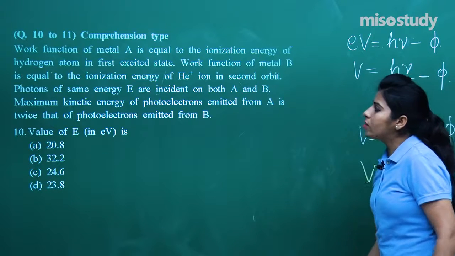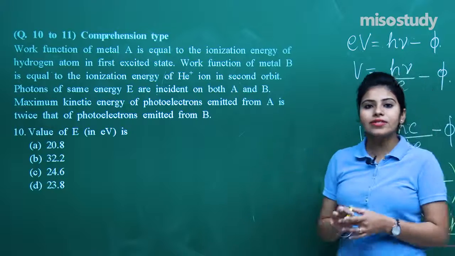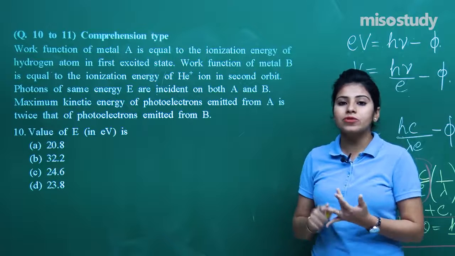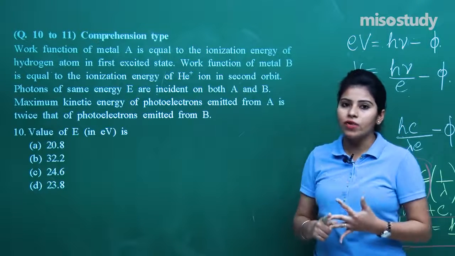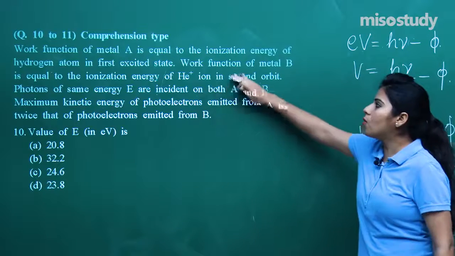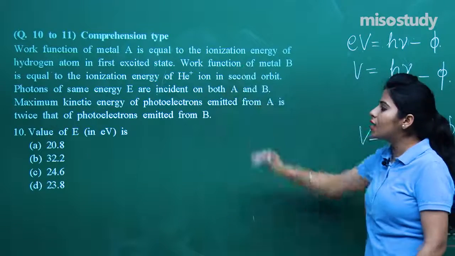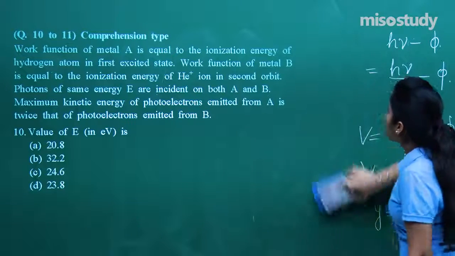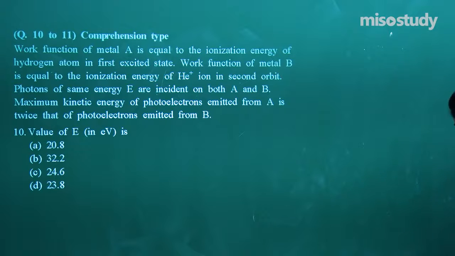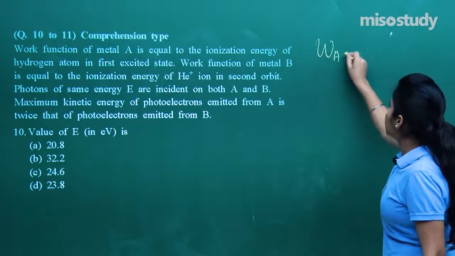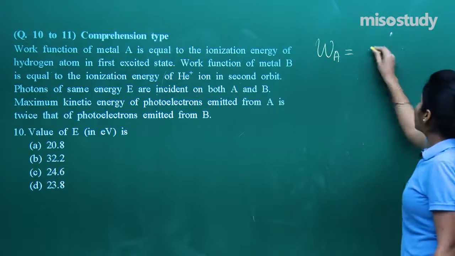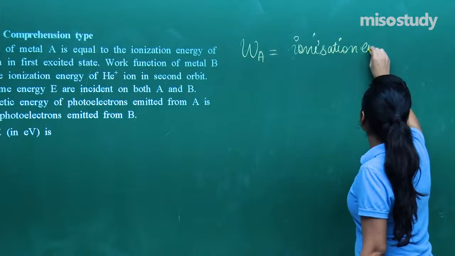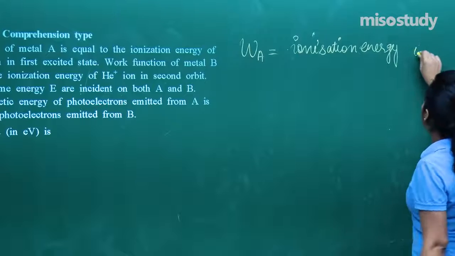Questions number 10 to 11 are comprehension type, and this is the last category of question, because we have done all the types: assertion type, subjective type, only one correct, more than one correct, and now comprehension type. These are the last 2 questions, where we have been given the work function of metal A as the ionization energy of a hydrogen atom.